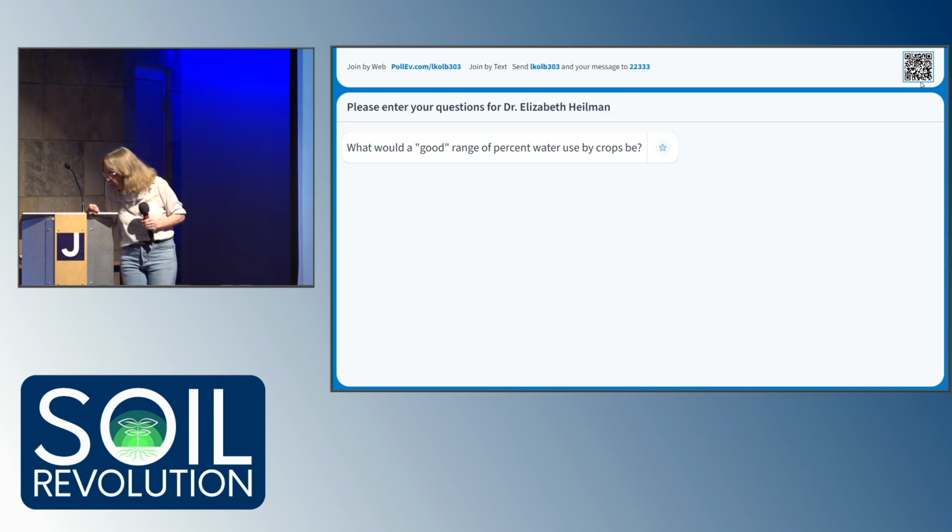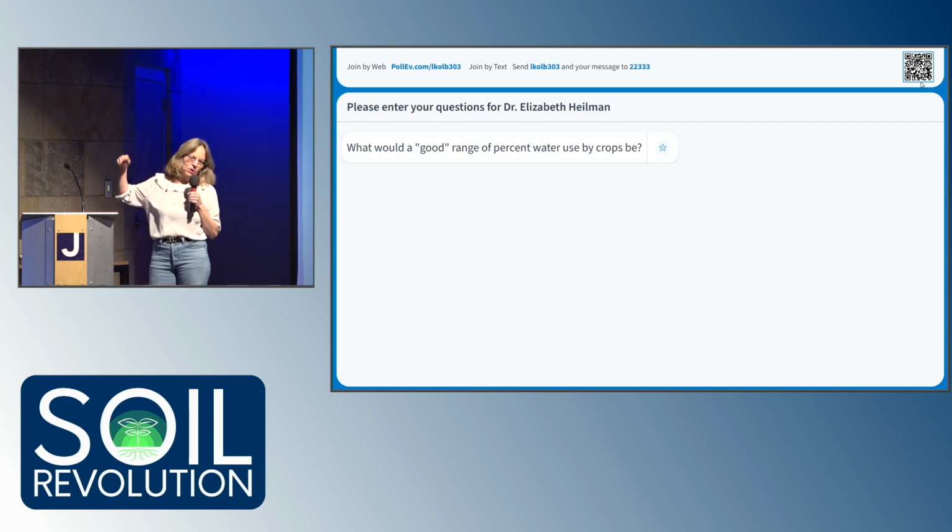What would be a good range of percent of water use by crops? Well, crops have an enormously different amount of water use needs by the type of crop and by where they are in the growing season. So what would a good range of percent water use by crops be? You mean like in Oklahoma? I'd like to see it to be 60%, right?